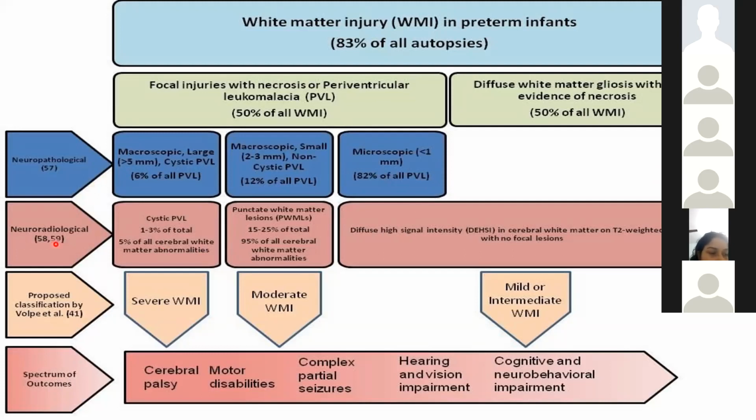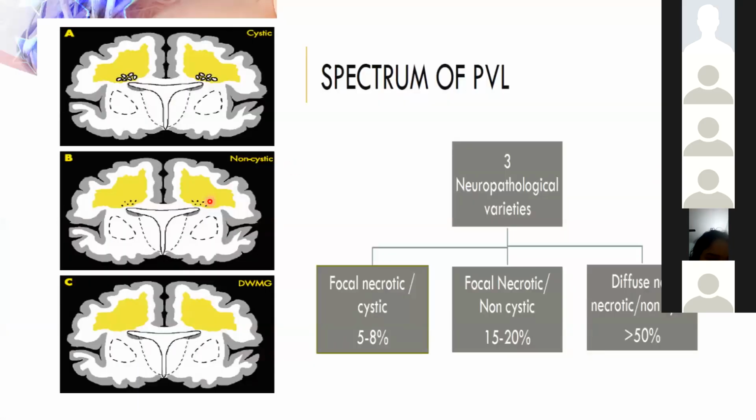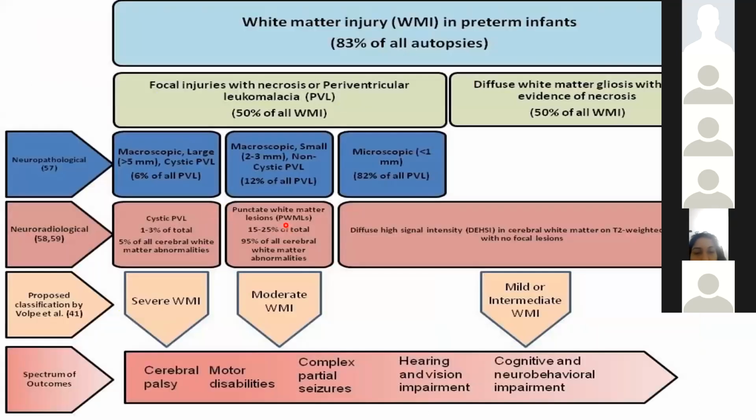How does this look when you do a neuroradiology or radiological investigation? This obviously looks like a cystic PVL, which is about 5%. This appears as what I described here as small lesions. These are described as punctate white matter lesions on your MRI. The rest of the lesions, you only have signal changes on T2 weighted images, and that also not on every MRI. Not all MRIs pick up these signal changes, but if they do, these are visible only as some signal changes, which are described by this acronym here, DEHSI, diffuse high signal intensity.